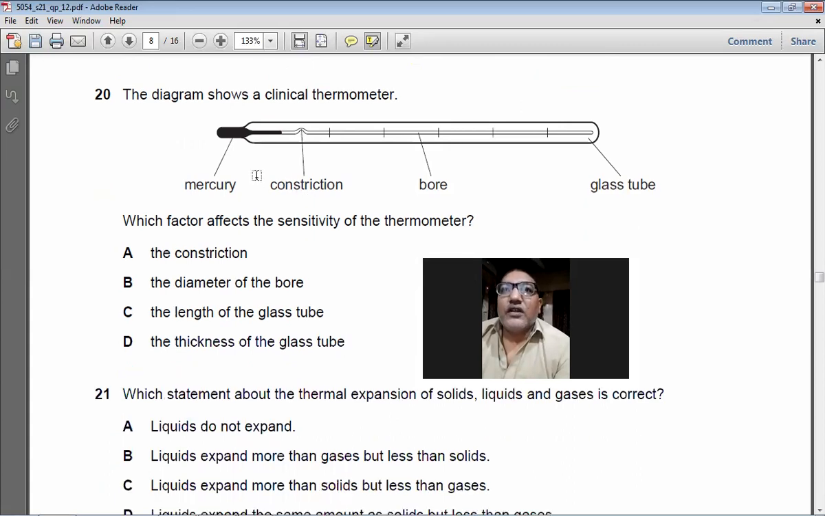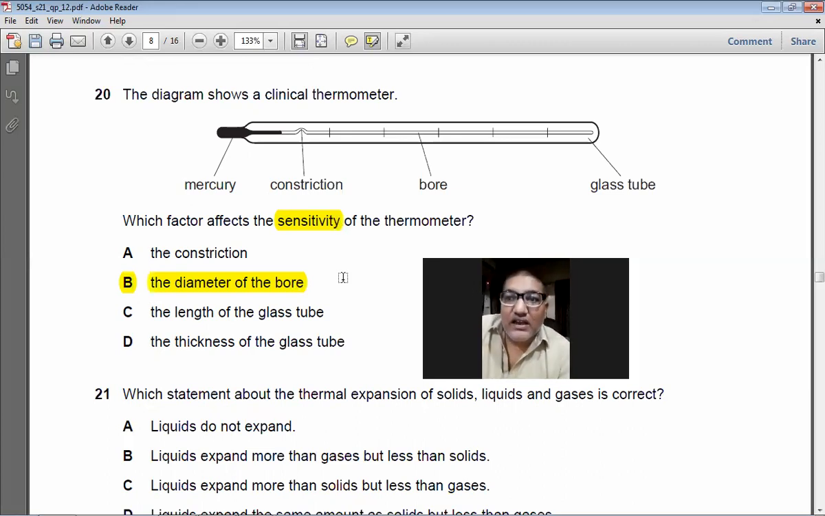Here we go. The diagram shows a clinical thermometer. Which factor affects the sensitivity? So we are talking about sensitivity of a thermometer. The constriction has nothing to do with the sensitivity of the thermometer. The diameter of the bore, yes, that is the right answer. It's a famous concept. If you decrease the diameter of the bore in which the mercury travels, the thermometer will become sensitive. So B can be the answer.